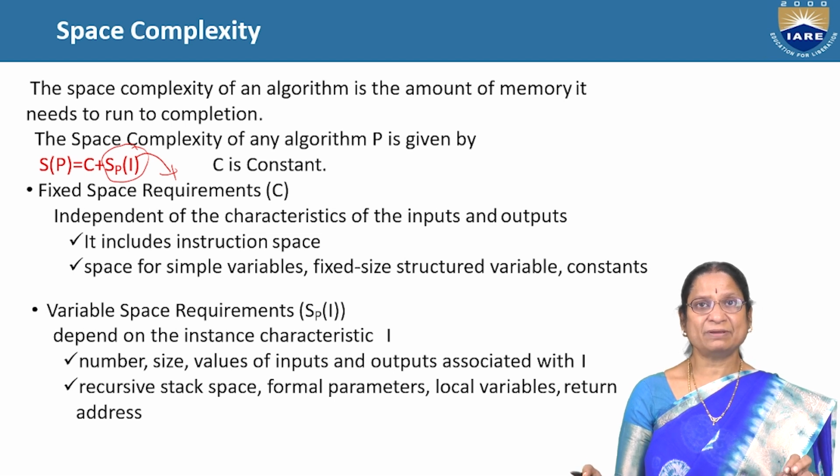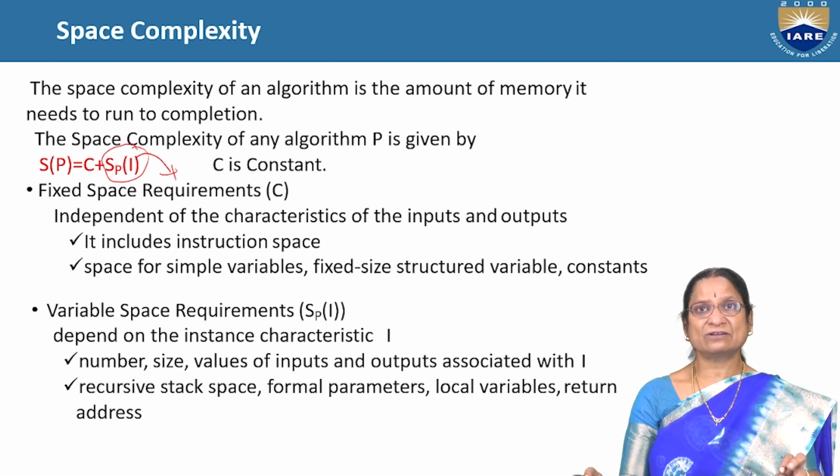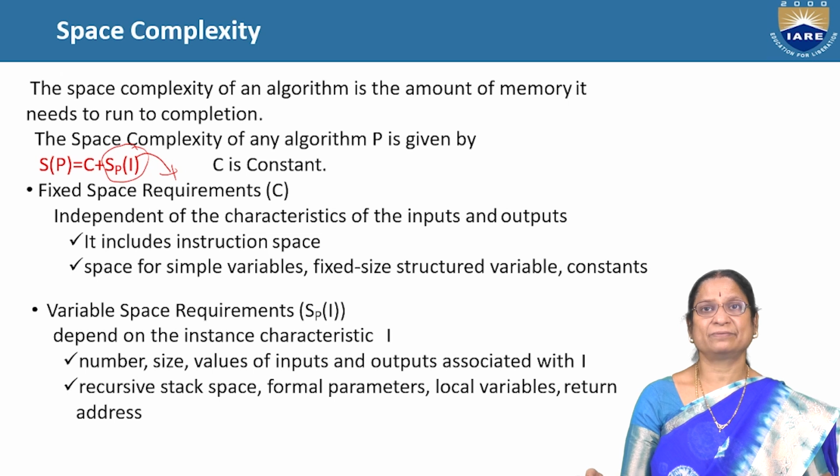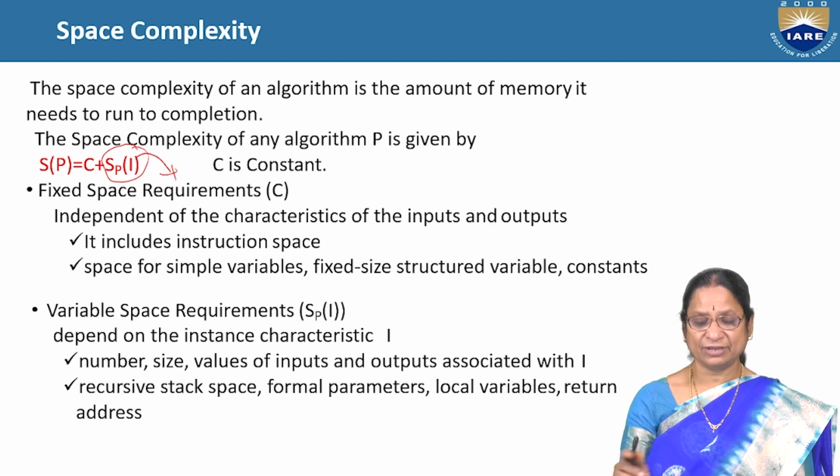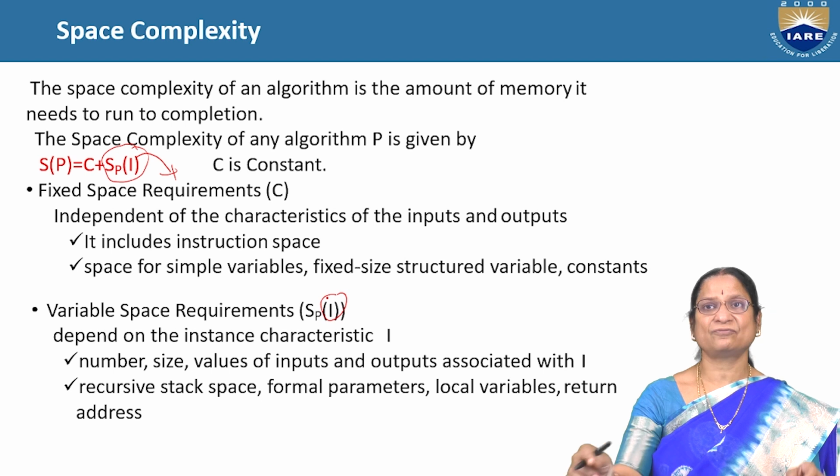For all these things, a memory is going to be used. That is considered as fixed. Those will come under this C, fixed space constants. And another one is variable space constant. Variable means it depends upon the instance of I.